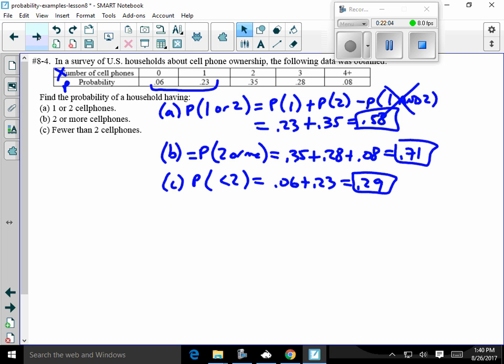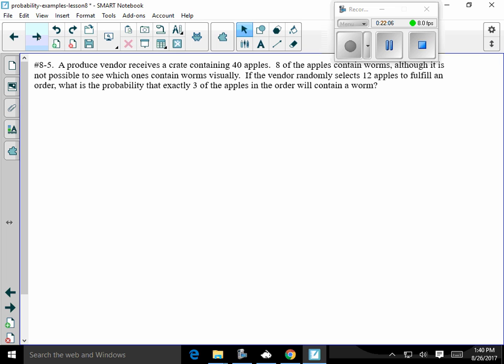Okay, let's look at another problem. This one says a produce vendor receives a crate containing 40 apples. If 8 of the apples contain worms, although it is not possible to see which ones contain the worms visually. If a vendor randomly selects 12 apples to fulfill an order, what's the probability that exactly 3 of the apples in the order will contain a worm? So pause this and then go ahead and try this problem.